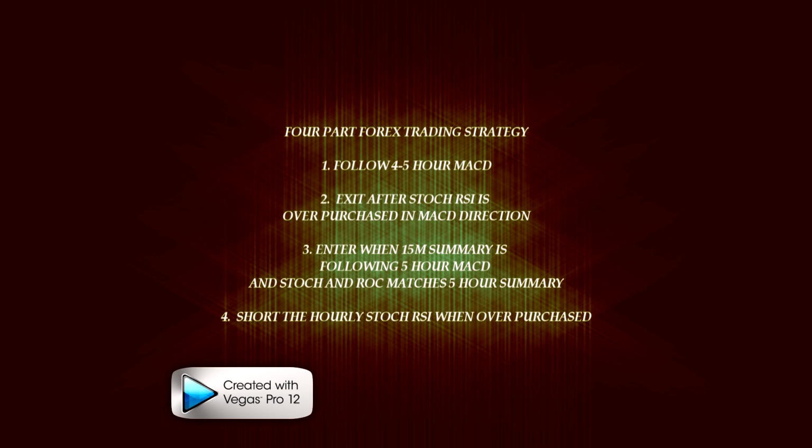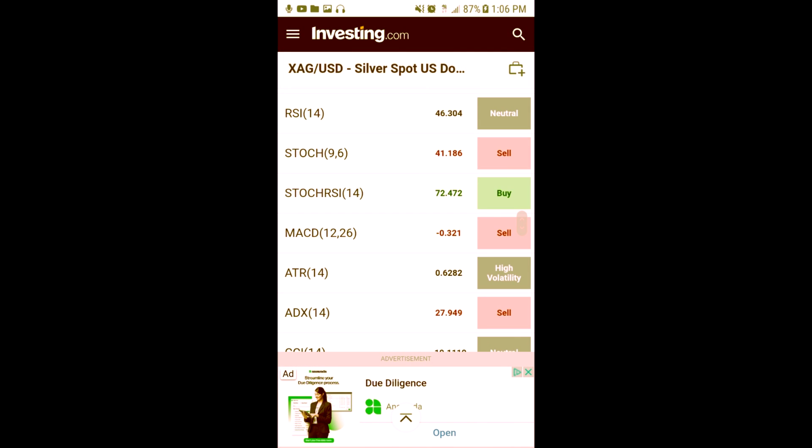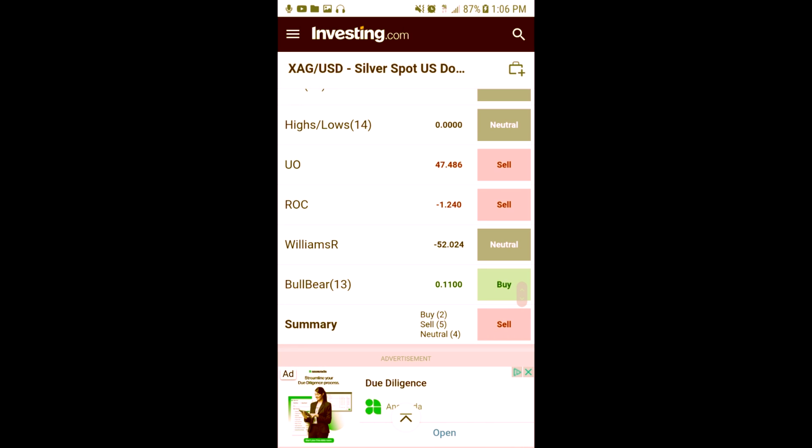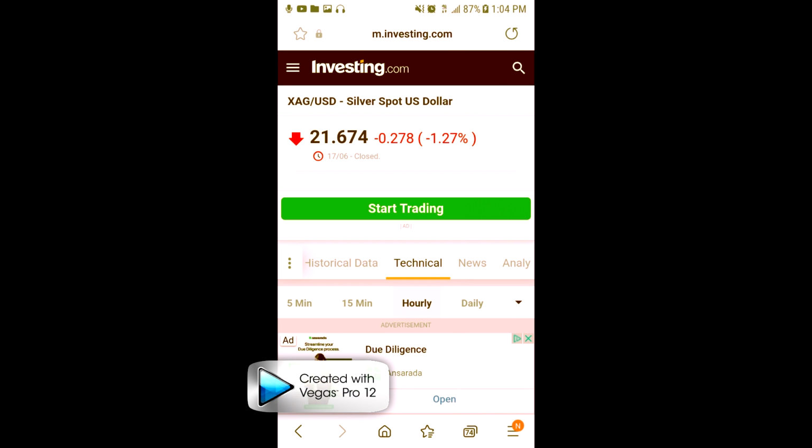Investing.com, technical analysis, 15-minute chart, XAG/USD, silver spot versus US dollar. That's what we're trading. We're clicking it right now. The price of silver is 21.674, $21.67. There's a red arrow right next to it, all the letters, numbers, and percentages in red. It was going down. But based on the 15-minute chart right now, the summary says strong buy. It is going up.